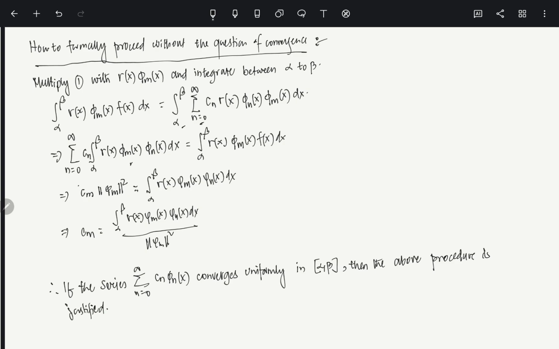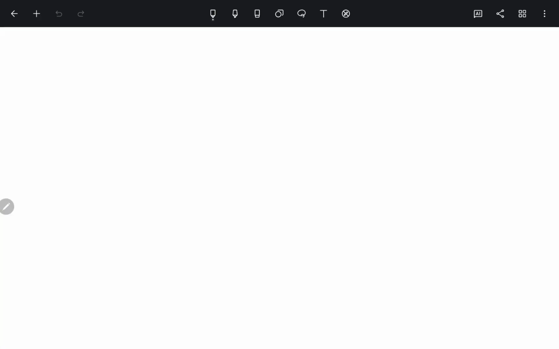I hope it is clear to you. Very simple. Okay, now the thing is this, see, the coefficient cn which you are going to get, those coefficients, if let's say all of this is possible, so the series converges uniformly and everything is fine, then we are going to call this thing the Fourier coefficient of the function f of x. Is it okay? Right.